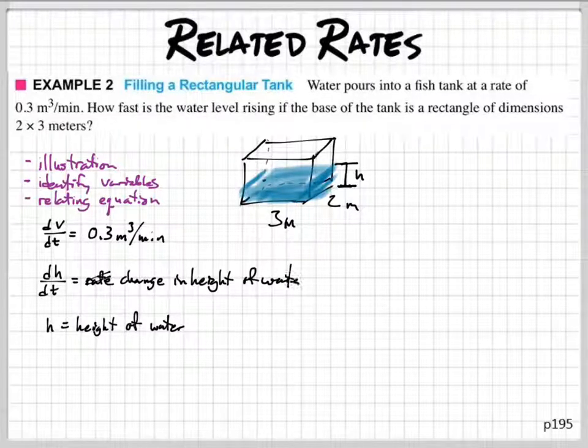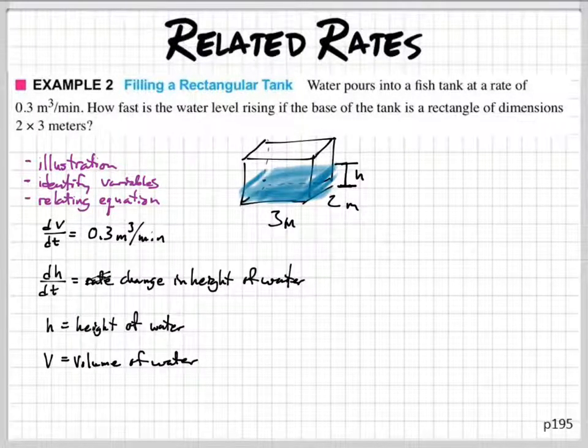Now the last part. Oh wait, we have a dV over dt. We forgot to label V. What does V represent? Volume. Volume of what? Of the tank. No, not tank. Water. Of water. So we got all our variables laid out.